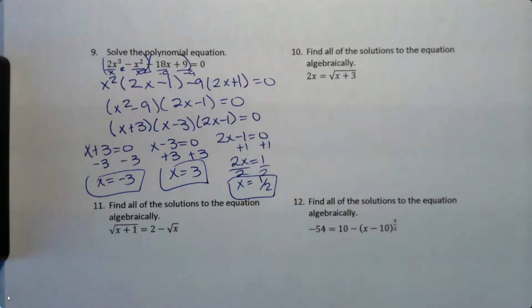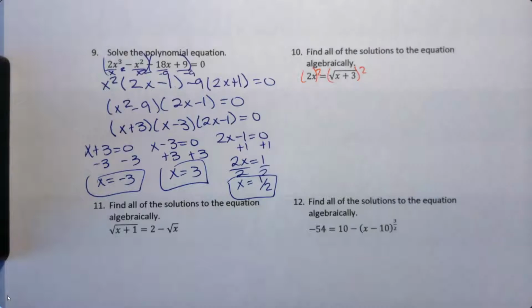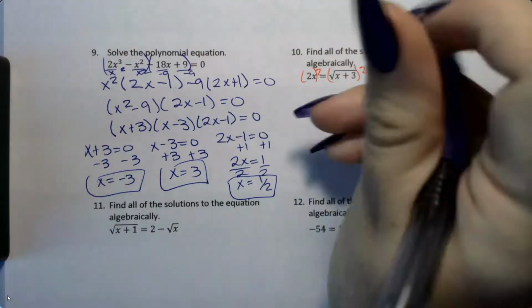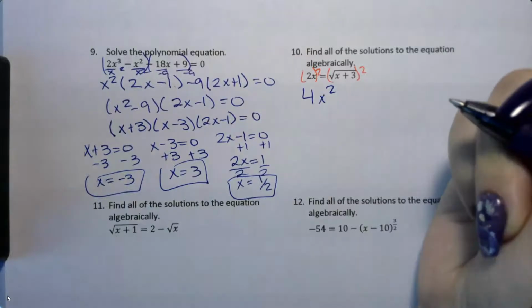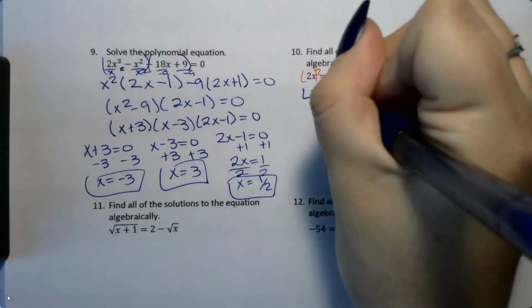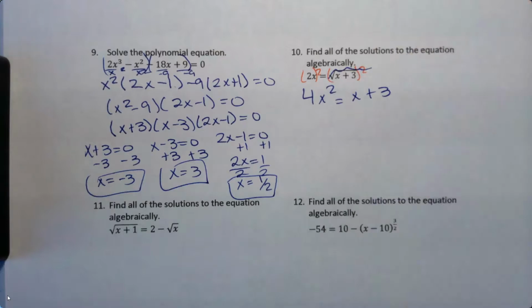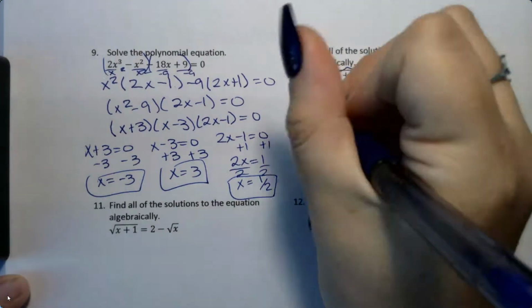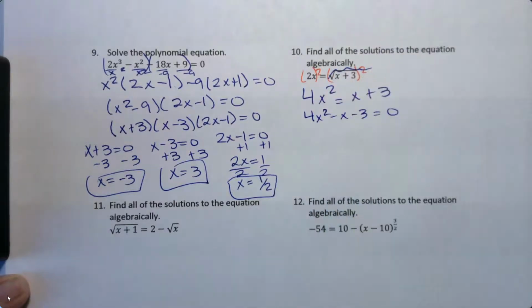Okay. Number 10 wants me to find all my solutions. This one is a radical equation, so I want to start off by getting rid of that radical. I'm going to square both sides. So on my left side, 2x squared is 4x squared, because I square the number and the variable. On my right side, the radical and the exponent cancel out, so I'm just left with x plus 3. Then I want to go ahead and get all of my terms over to the same side, so I'm going to have 4x squared minus x minus 3 equals 0.